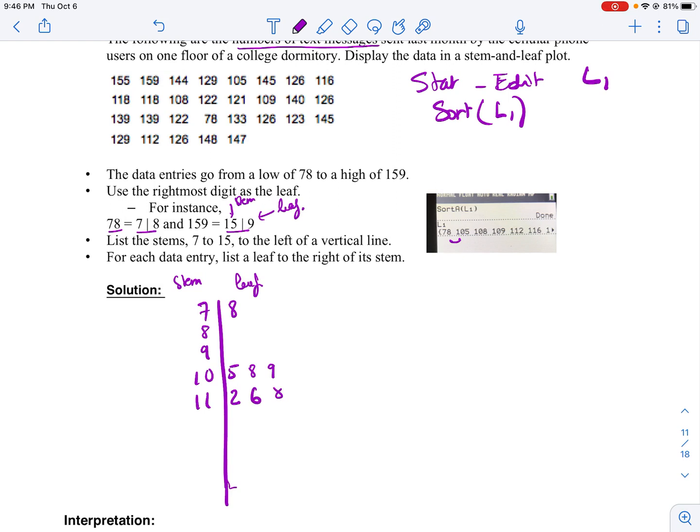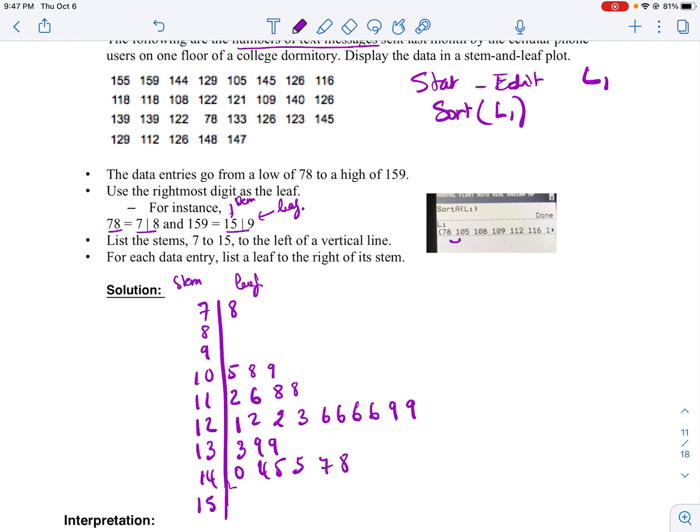Then 116, then 118 twice, then 121, and then you have 22 two times, and then 3, and then 26 multiple times, 4 times, and then 29 2 times, and then you get to 133, 39, 9, and then 140, 44, 45, 45 is twice, and then 7, and then 8, and then 155, 59, and that's it. So here goes your stem and leaf plot.